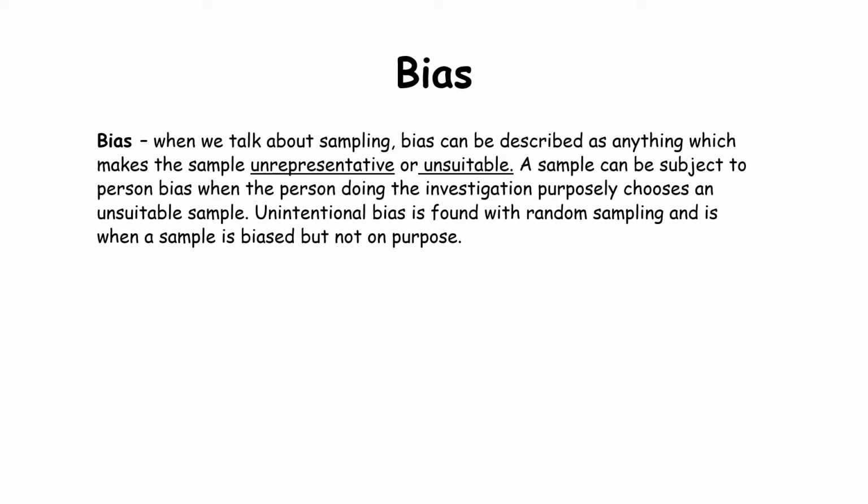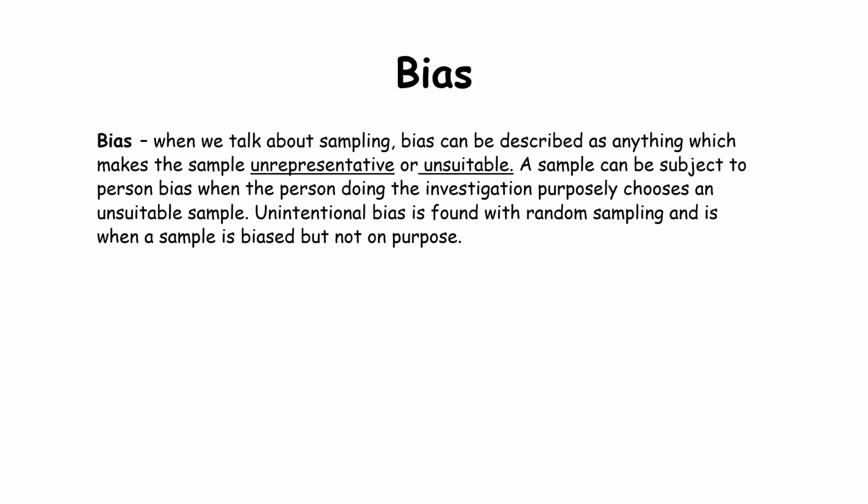So bias, and we've talked about this a little bit, when we talk about sampling, is anything that is unrepresentative or unsuitable. Okay, so it doesn't represent the population or it's not suitable. A sample can be subject to a person bias when the person doing the investigation purposely chooses an unsuitable sample. So again, if I wanted to see how many hours students spend studying maths, I would maybe only ask higher level students, and then that's going to give me a much higher number than maybe the whole population would have.